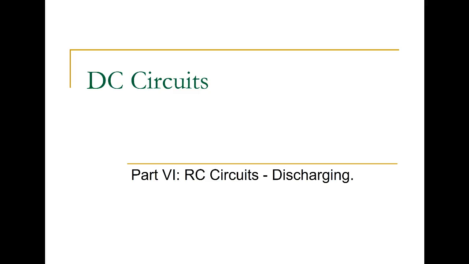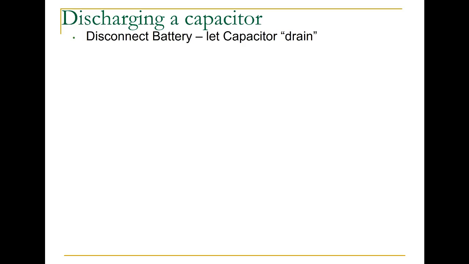Okay, welcome back everyone. In this next segment, and the last one for this unit, we're going to talk about what happens when an RC circuit is discharging. In the previous lesson, we talked about how RC circuits charge up, that basically a battery is going to cause current to flow. But now, when we discharge a capacitor, we're going to disconnect the battery and the capacitor is going to drain. Because there's no more electric potential difference from the battery, there's no reason for the charge to stay on the capacitor.